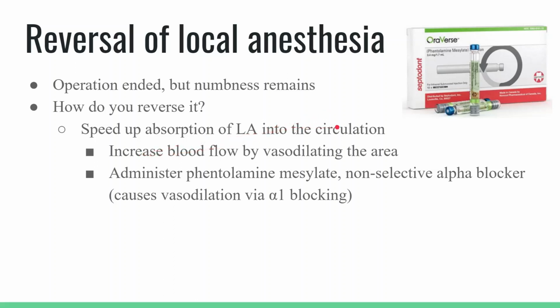فهاو do you speed up absorption? You increase the blood flow by vasodilating the area. You use a vasodilator such as phentolamine mesylate, which you can see right over here is called OraVerse. تمام؟ This phentolamine mesylate is a non-selective alpha blocker, and it specifically acts and causes vasodilation via alpha-1 blocking. فلما تعمل vasodilation, this will increase the blood flow to the area, it will increase the absorption of the local anesthetic, فهيك راح يكون يطلع من المنطقة اللي هو شغال فيها, and this will lead to reversal of local anesthesia, والpatient راح يرجع يسترجع الإحساس بهاي المنطقة.